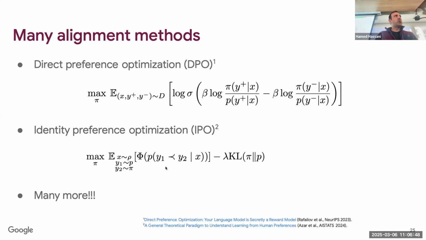And there are many, many more. I think anything-PO has been published right now. So there are probably hundreds, if not thousands, of papers published in this space.